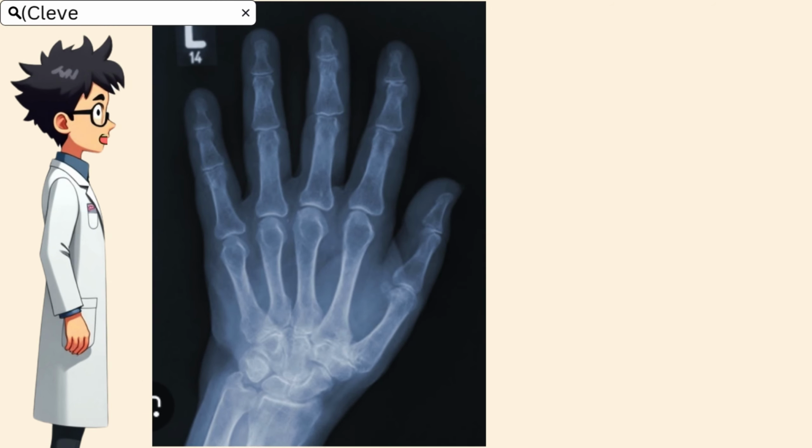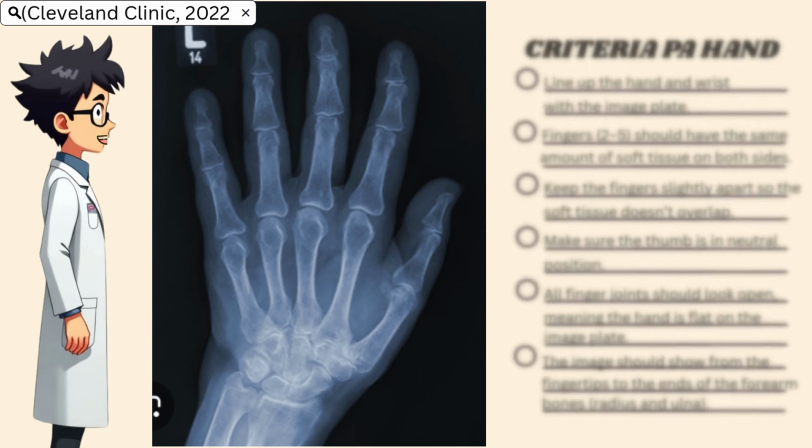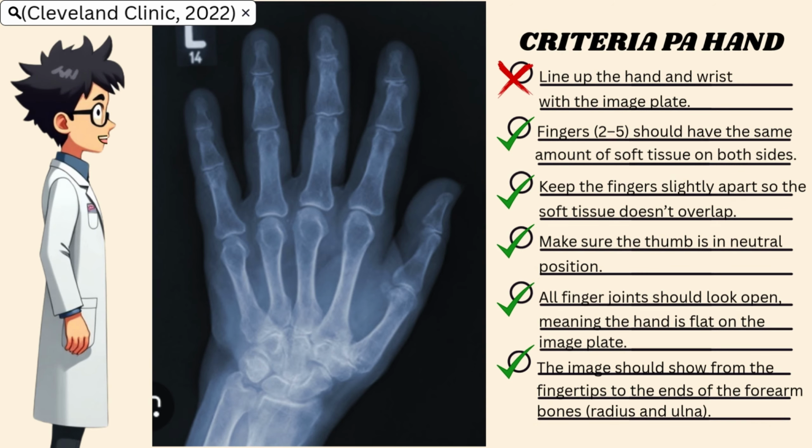Here is another example. Are all the positioning criteria met? As you can see, the first criterion is not fulfilled. The hand and wrist are rotated or misaligned, which may lead to distortion and affect image accuracy. To correct this, the patient should be asked to reposition their hand so that the hand, wrist, and forearm are aligned in a straight line with the center of the image receptor. Proper alignment ensures a high-quality diagnostic image and minimizes distortion.